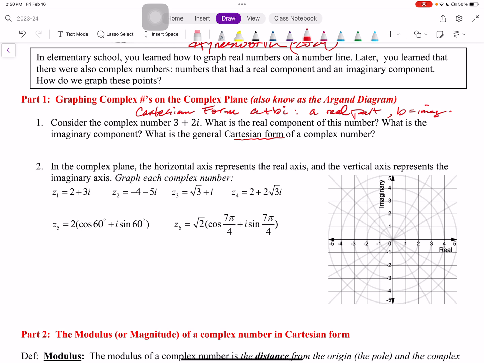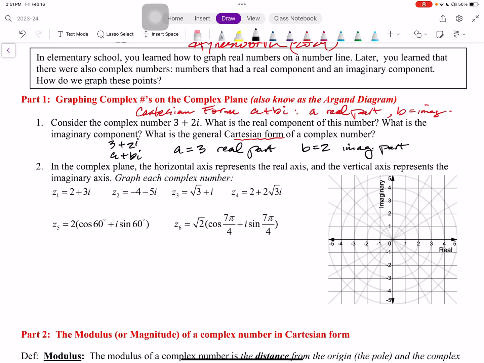So when you compare 2 plus 3i to a plus bi, you'll notice that a equals 2. That's the real part. Hopefully that's pretty obvious. And then b is not 3i. b is 3, the coefficient of i, and that's your imaginary part. So just keep that in mind. When you put an imaginary part and a real part together, you get a complex number.